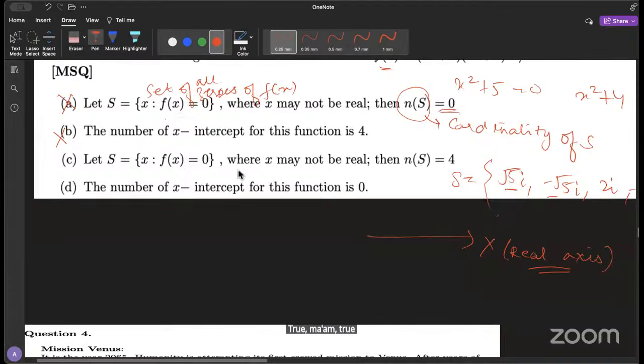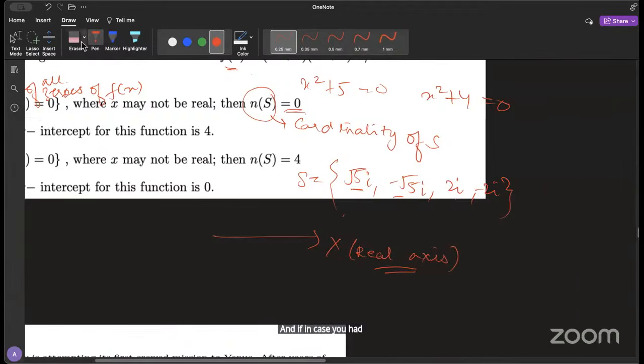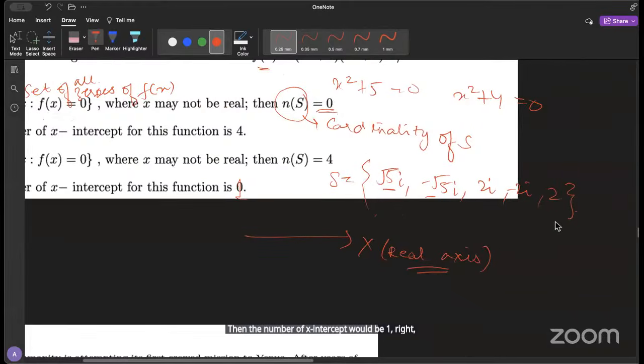Then S is equal to the same set, where x may be real. Option C is true, this is correct. Then the number of x intercepts for this function is 0. This is also true. And if in case you had here, let's say, this 2 in your set, then the number of x intercepts would be 1, right? Because we have one real root. So the number of x intercepts would become 1.